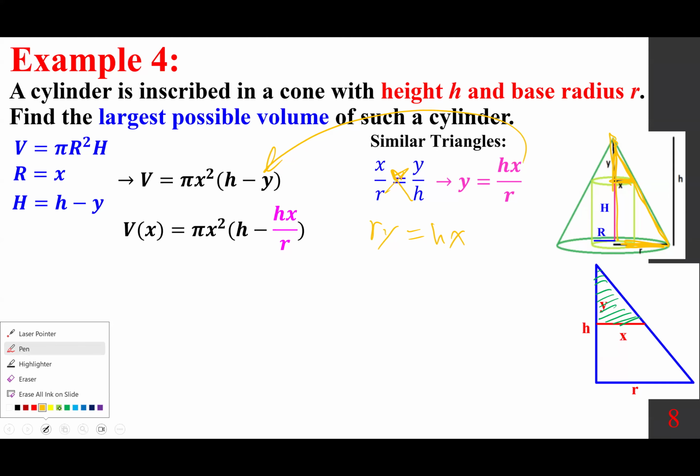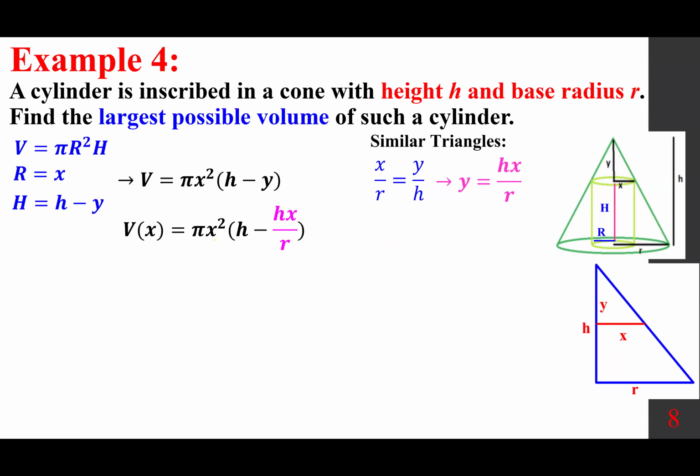Now let me erase my work. So pi x squared h, pi h over r x cubed, because we are going to differentiate, so we want to separate the x, or in this case, x squared, x cubed. Now, what is the limitation on x? If x represents the radius of a cylinder, it has to be larger than 0, otherwise there is no cylinder, and it has to be less than the radius of the cone because it's inscribed in it. So x must be between 0 and lowercase r. So that's the domain that you have to make a note of.